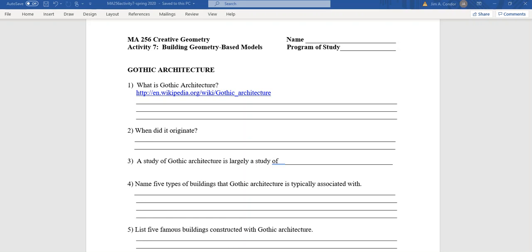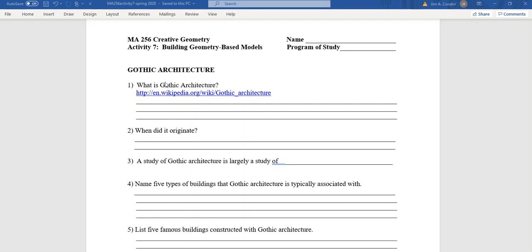I want to talk a little bit about Activity 7 today. The activities always mix the math and art, and I usually like to separate them a little bit and then link them together with the classroom activities. Here we're going to start talking about Gothic architecture, a very important time in architecture. It's around the 11th century.